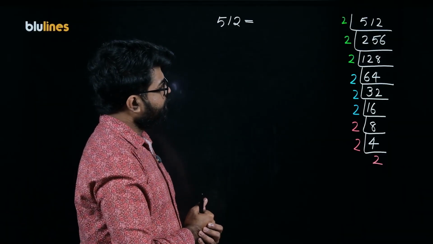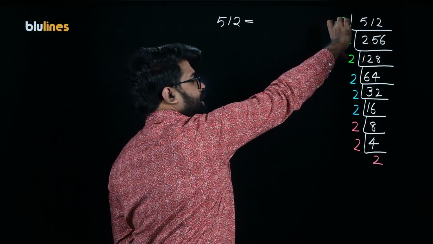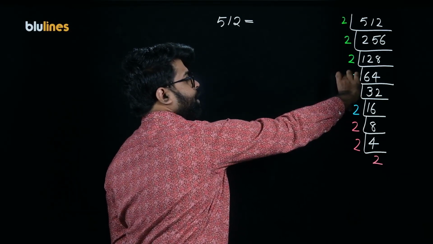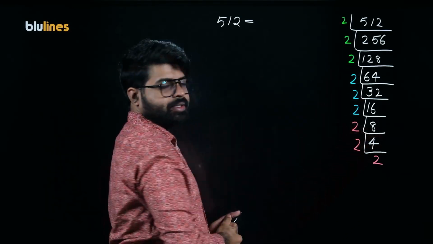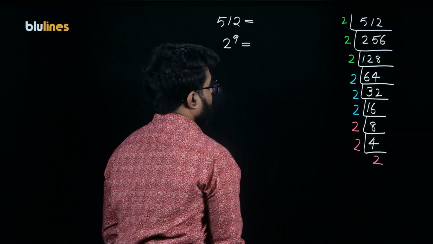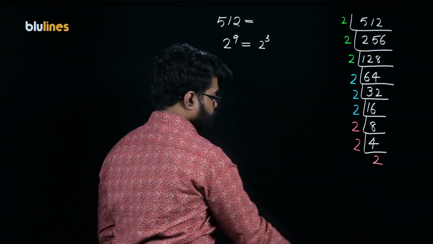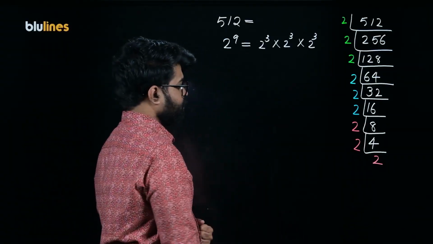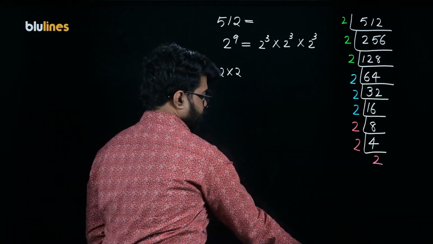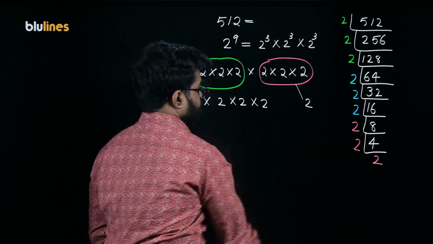So here we have 3 2's. Here also I group them as 3. Here also you can see 3. So we have 2 raised to 9, which is equal to 2 cube into 2 cube into 2 cube. Again we can write them as something like this.